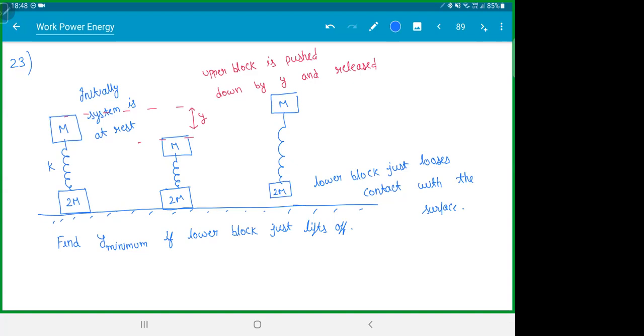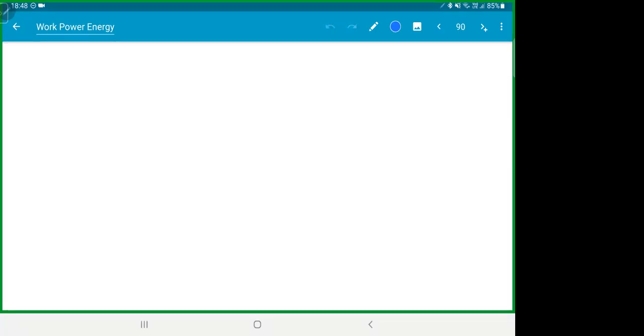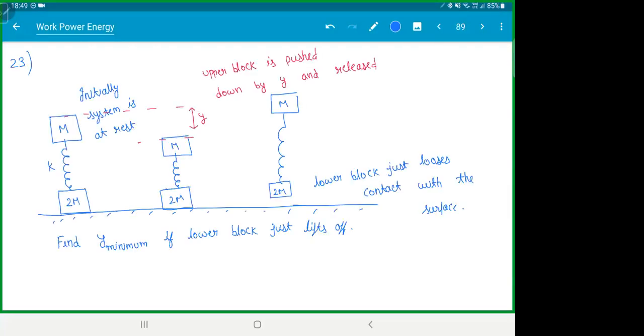4mg by k. Okay. Now, first of all, try to understand why this block is lifting off. First of all, tell me one thing. Is the spring in natural length? Initially, the spring is not in natural length.